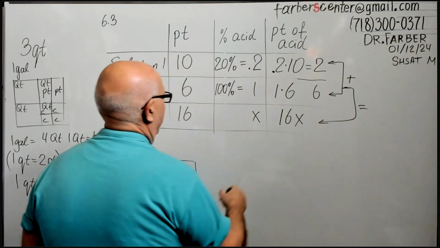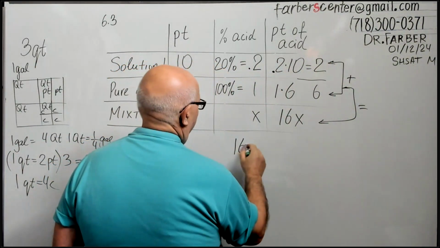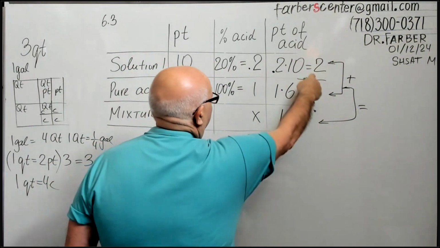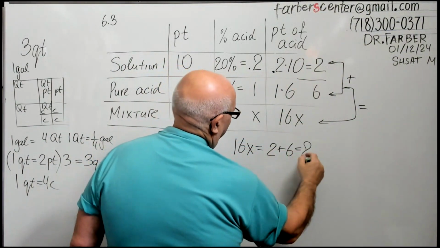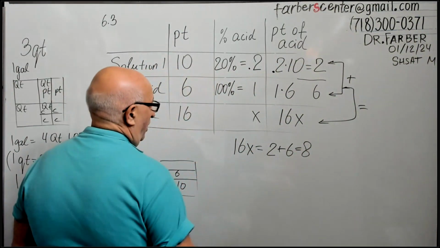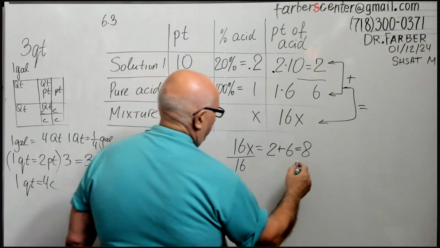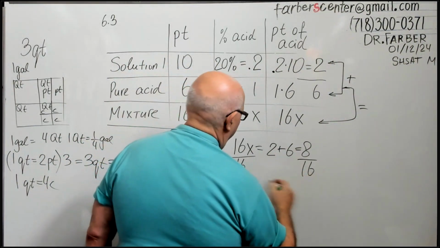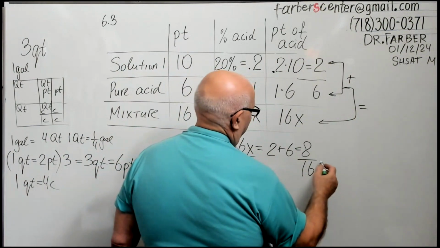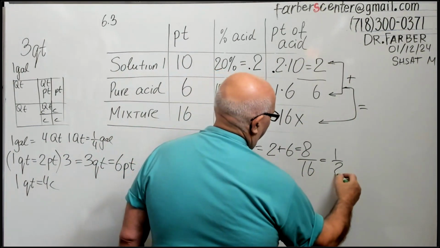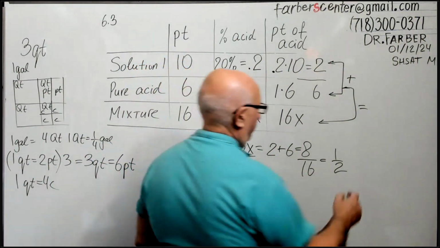So you can write 16x. They ask you what percentage, right? 16x equals 2 plus 6, which is 8. How to find x? Easy, divide by 16 both parts. Cancel, cancel. You can simplify like in 3rd grade, it would be 1 over 2. 1 over 2 is the same as 0.5.